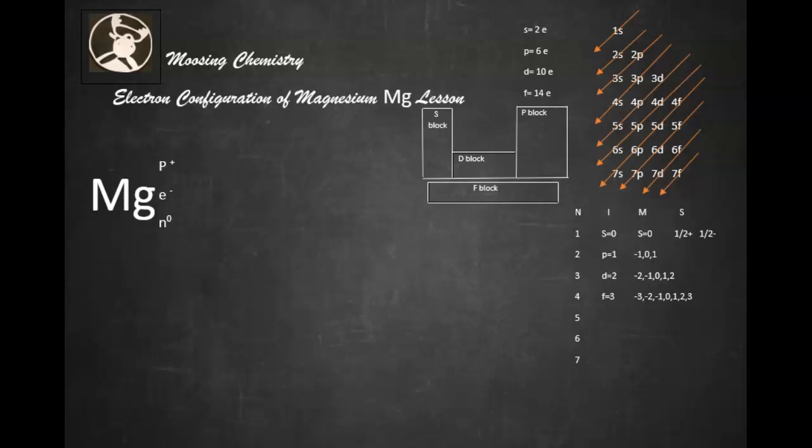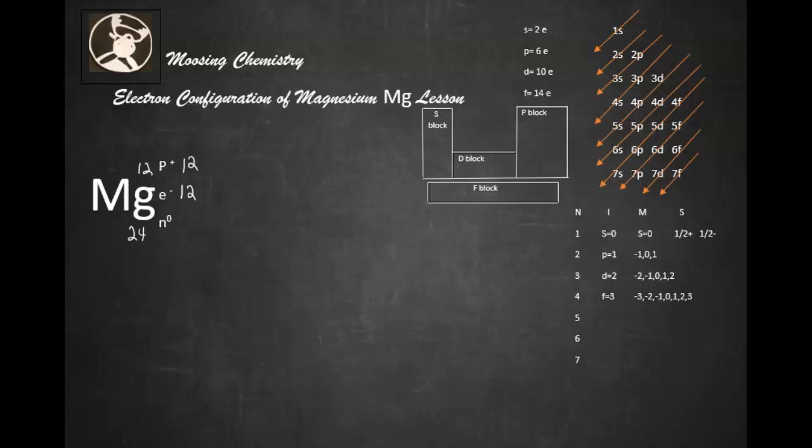This is the Electron Configuration Magnesium lesson. When we look at the element magnesium, it is the 12th element on the periodic table, so its atomic number is going to be 12. The atomic mass number of magnesium, of course, is going to be 24. Since it is atomic number 12, it has 12 protons, and to be electrically neutral, it has to have 12 electrons.